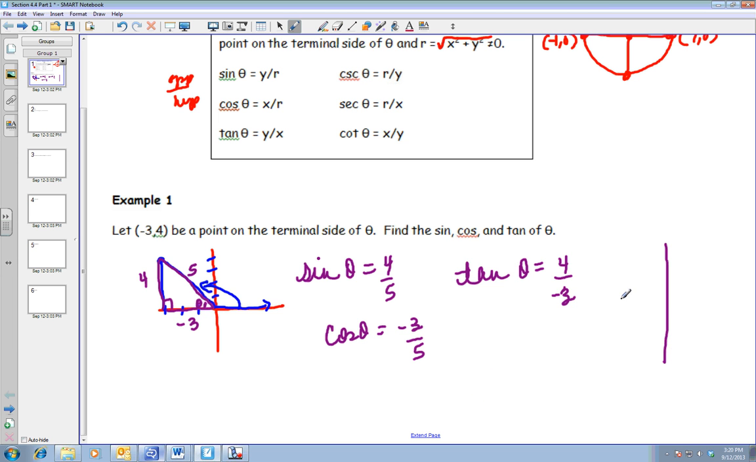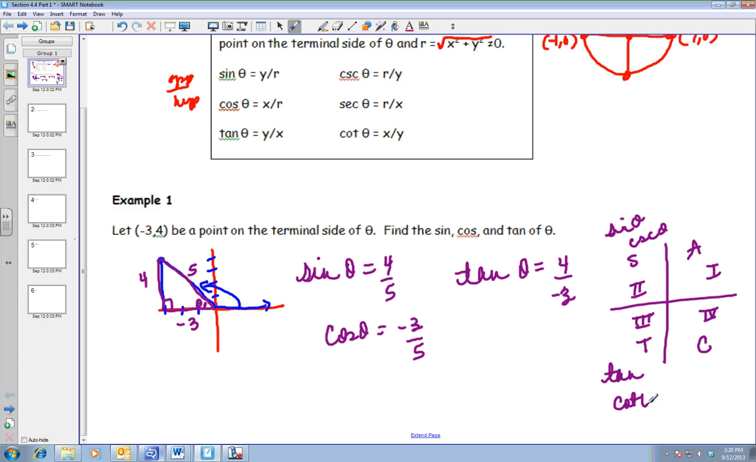Do you remember how we can check the signs of our answers? All students take calculus. Well, let's remember what this means. This means all functions are positive in this first quadrant. In the second quadrant, the S stands for sine and its reciprocal, cosecant. That's the only thing that should be positive in the second quadrant. In the third quadrant, tangent and its reciprocal are positive. Everything else is negative. And in the last one, cosine and its reciprocal are positive.